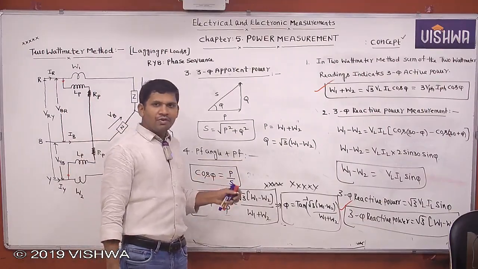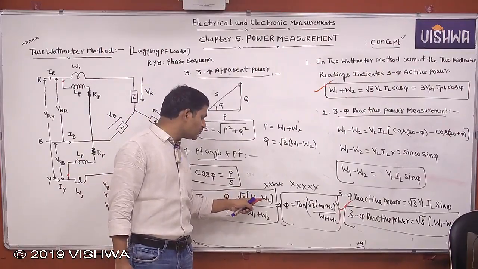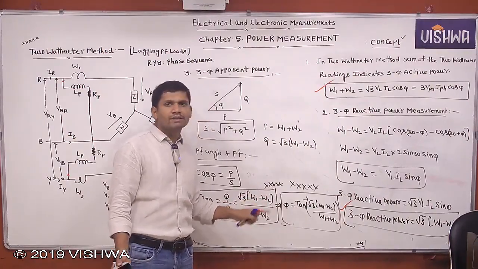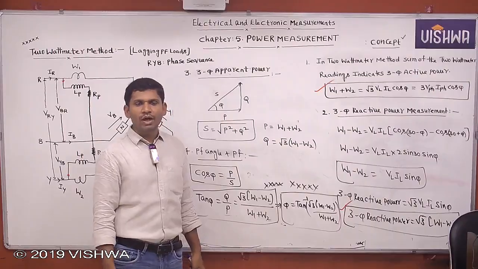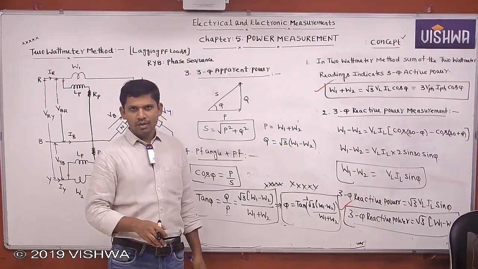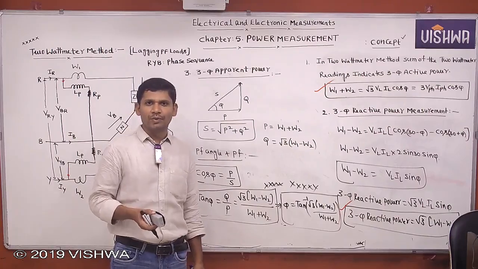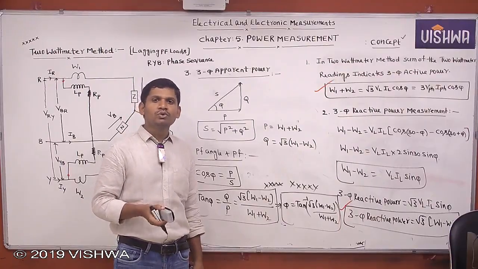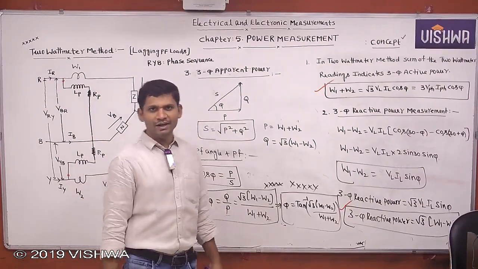All these formulas I am giving for lagging power factor loads. If it is given as a leading power factor load, just change this one: instead of W1 minus W2, you take W2 minus W1. That is the only difference. But here there is no change, it may be a lagging or leading power factor load. The sum of the 2 wattmeter readings indicates the 3-phase active power. But the difference of the 2 wattmeter readings into root 3 gives the 3-phase reactive power. If it is a lagging load, root 3 into W1 minus W2. If it is a leading load, root 3 into W2 minus W1. That is the only difference. The remaining formulas are the same, either lagging or leading.